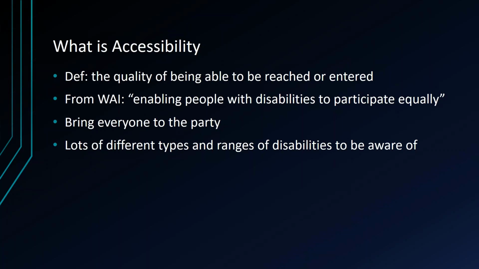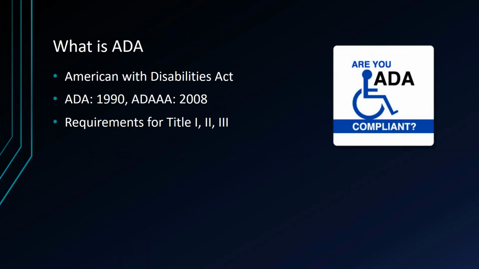When we talk about disabilities, I just want to always keep in people's minds that there are lots of different types and ranges of disabilities to be aware of. Everything from visual disabilities to physical disabilities, to hearing loss. So it's not just one type of disability. There is a range, and if we're going to tackle accessibility, we have to tackle it for everyone.